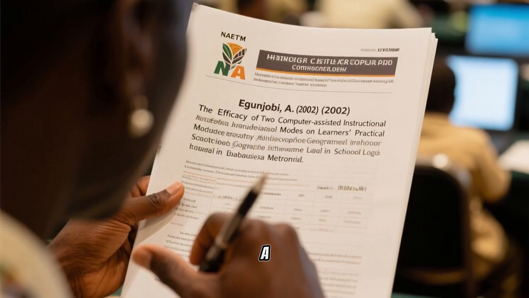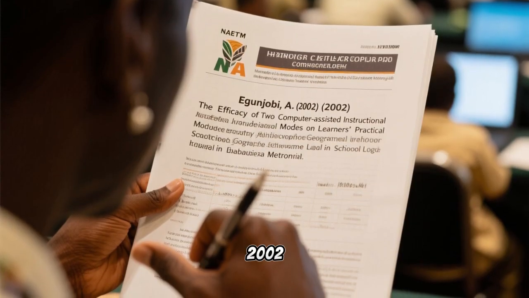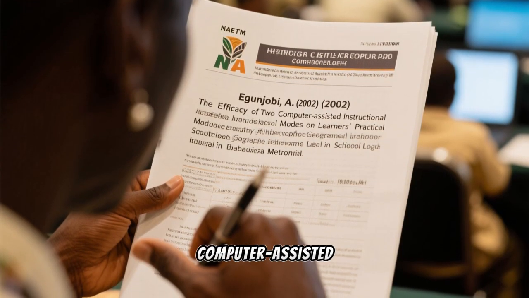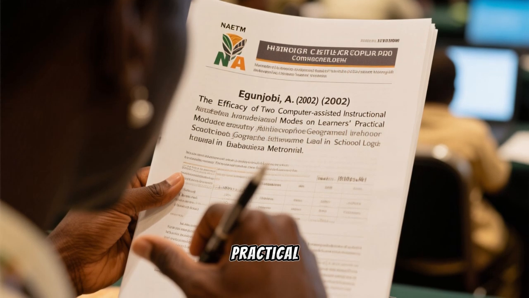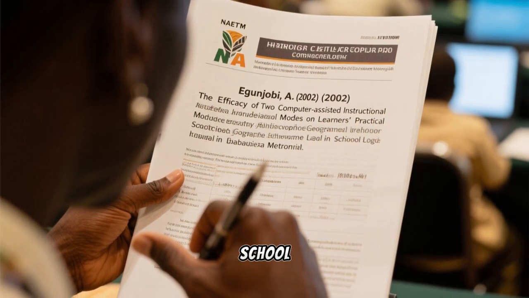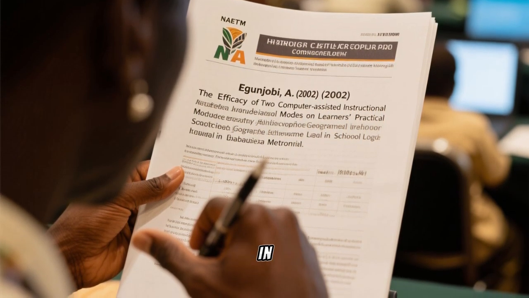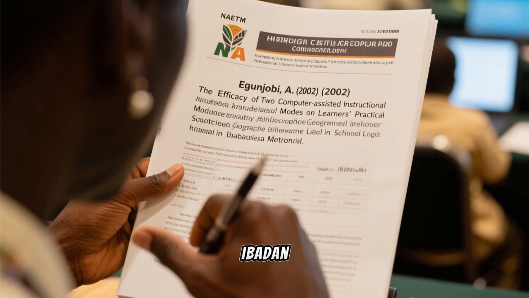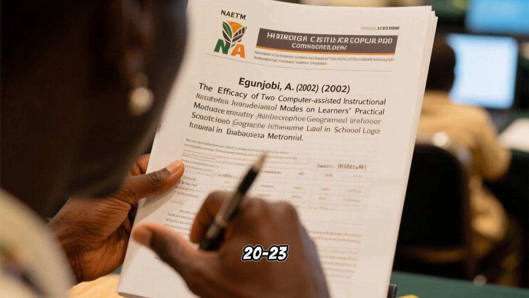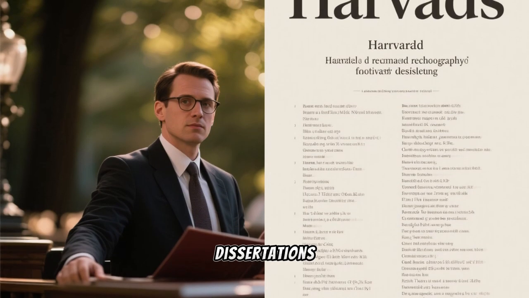Egunjobi, A. 2002. The efficacy of two computer-assisted instructional modes on learners' practical geography achievement at the secondary school level in Ibadan Metropolis. In, NAUN Conference. Ibadan, NATAM, pp 20-23.